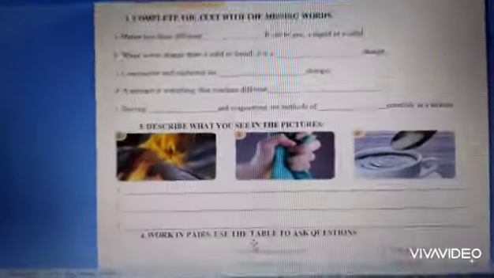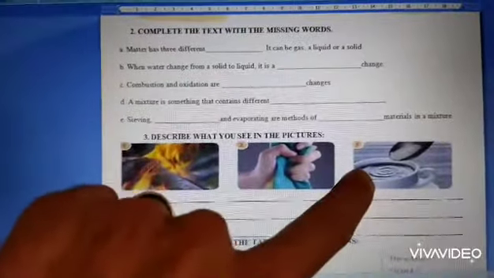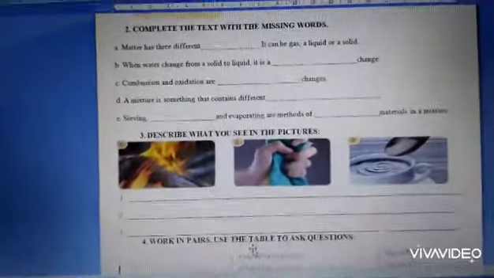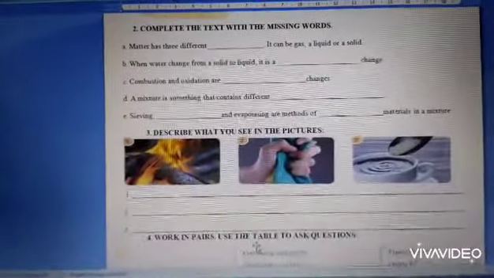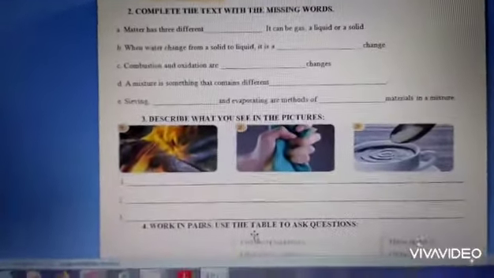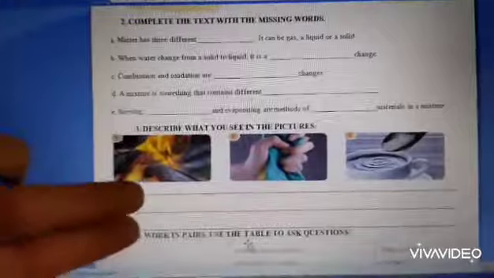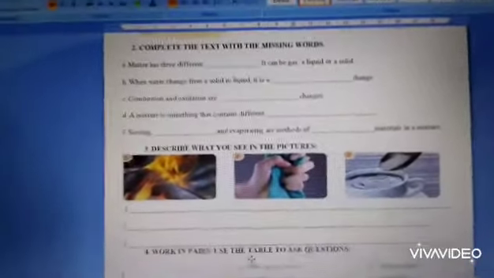And the same with the mixture of coffee and sugar. Okay, it's a type of mixture that you can separate, for example, by evaporating. Okay, so you have to write a sentence explaining what you see in the photo.